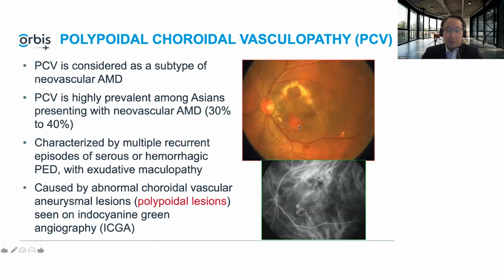As you can see in this fundus photo, the orange nodule is a polypoidal lesion, with a lot of hard exudate and also serous macular detachment. Inferiorly, you can see some subretinal hemorrhage as well. These lesions are called polypoidal lesions, and they are best seen on indocyanine green angiography, or ICGA, as seen in this picture here.